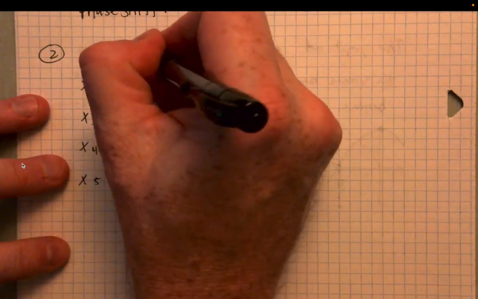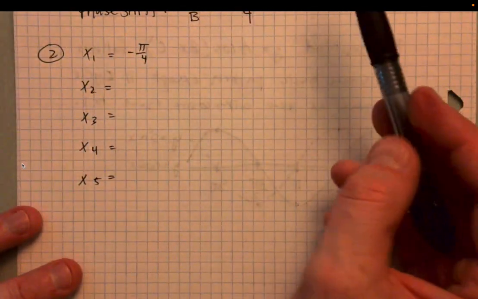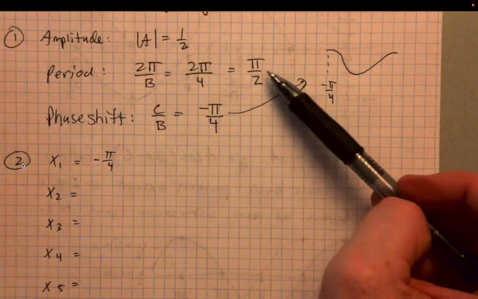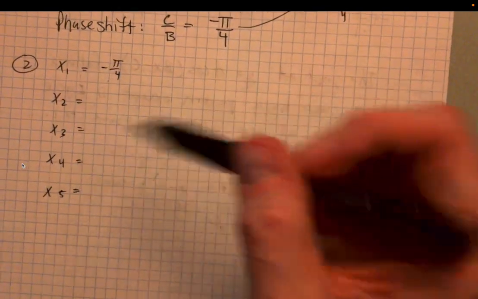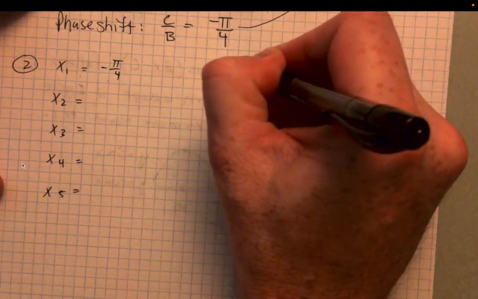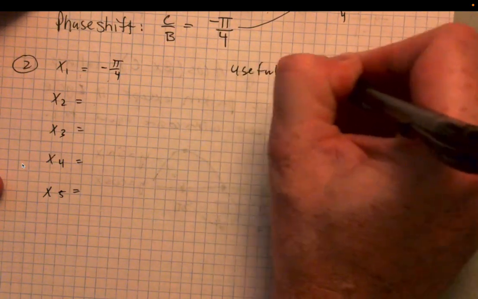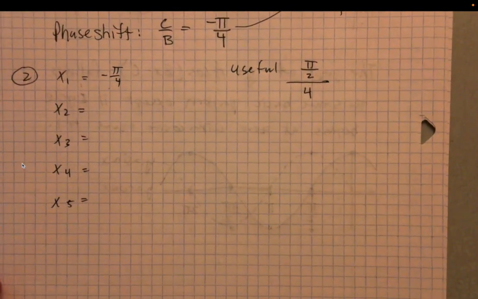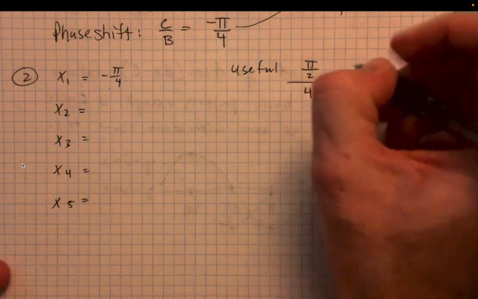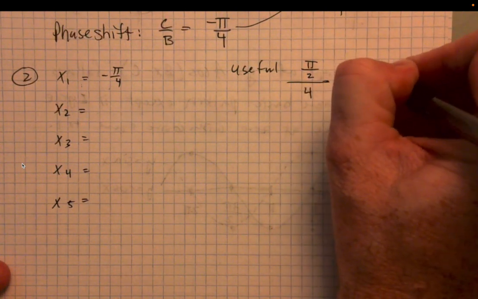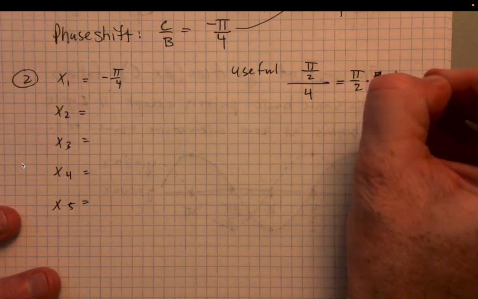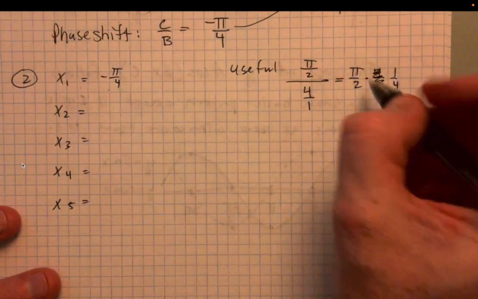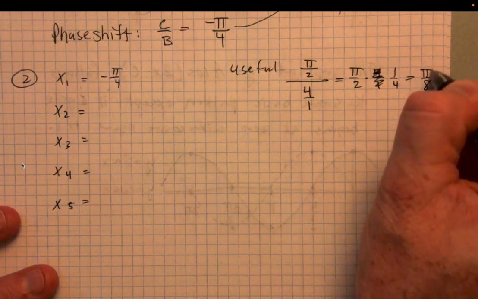All right, so x1 is negative pi over 4. And then we just have to break the period of pi over 2 into 4 different intervals, 1, 2, 3, 4. So it might be useful to figure out what pi over 2 over 4 is. If I take pi over 2 and I break it into 4 parts, what do I have? Well, that's pi over 2 times 1 over 4. I invert and multiply. And so pi over 8 is what we want to add on.